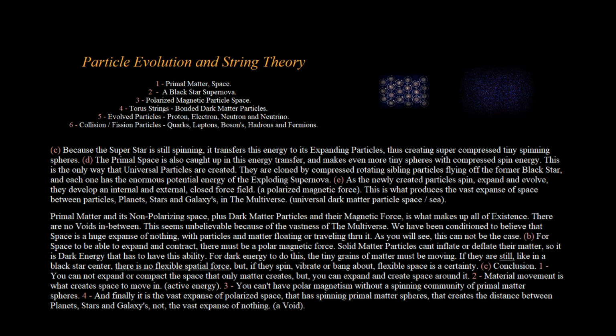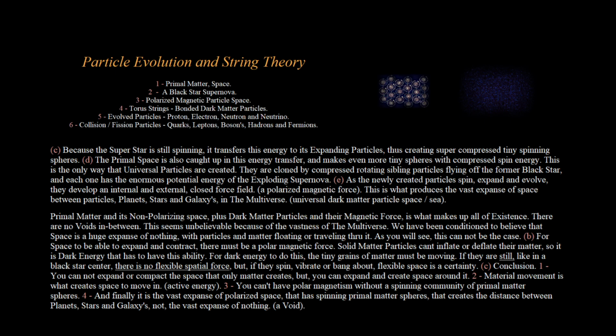If they are still, like in a black star center, there is no flexible spatial force, but if they spin, vibrate, or bang about, flexible space is a certainty. Conclusion. 1. You cannot expand or compact the space that only matter creates, but you can expand and create space around it. 2. Material movement is what creates space to move in. Active energy. 3. You can't have polar magnetism without a spinning community of primal matter spheres.